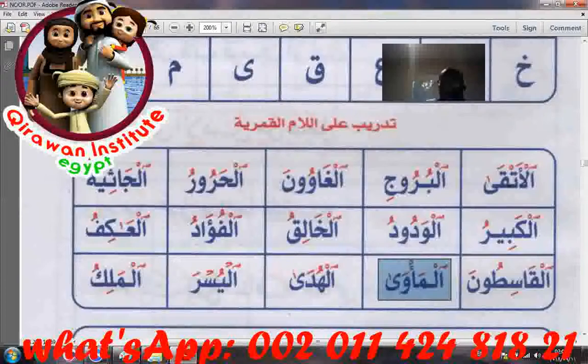Al-Mawa. Again. Al-Mawa. This is not ma, this is hamza. We have to pronounce it as hamza, not alif. Al-Huda. Yeah. This ya is just a chair for the small alif.